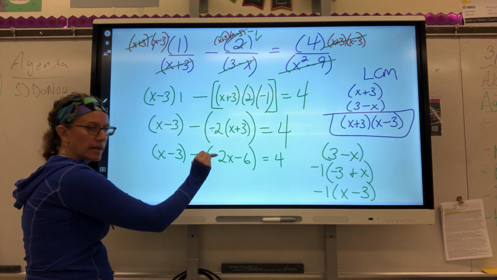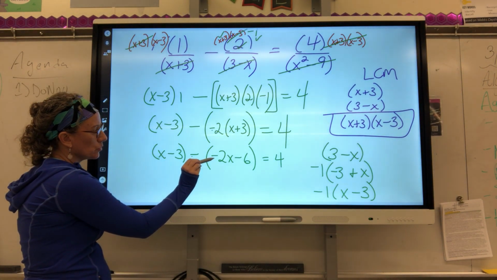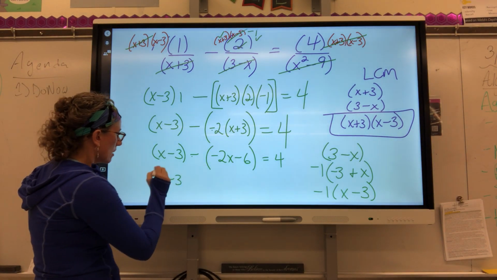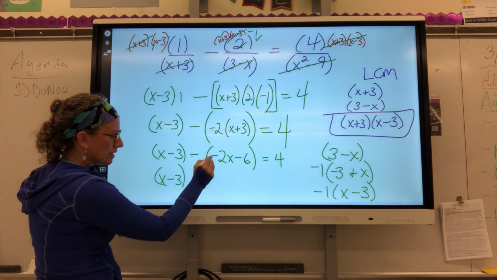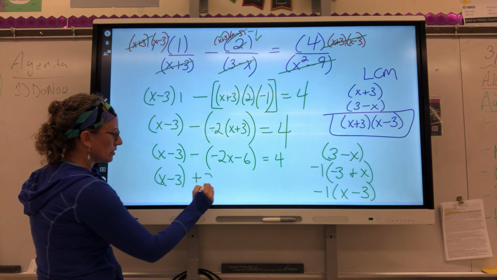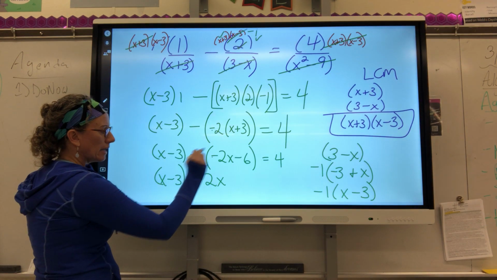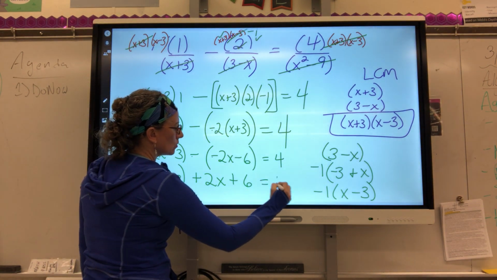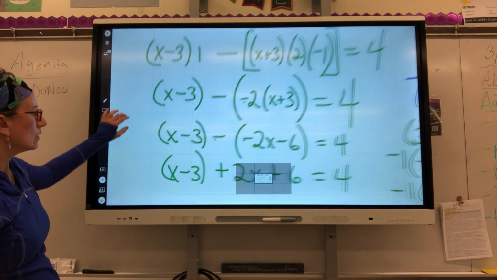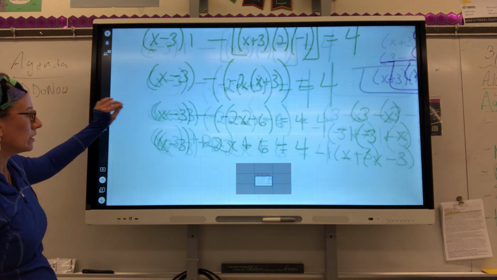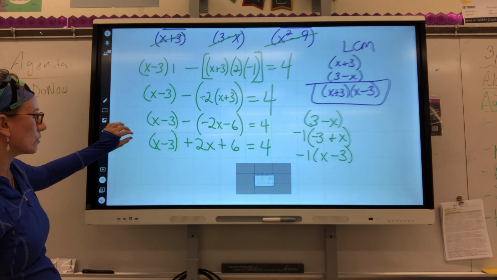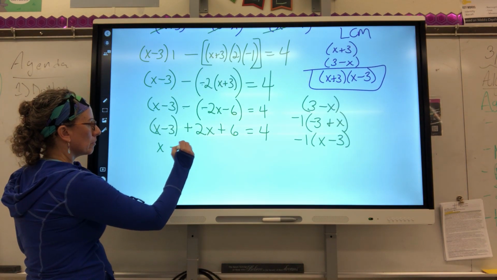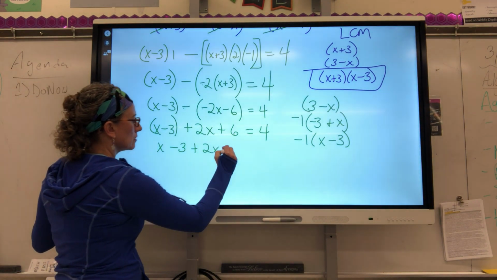Now we can work in the negative, the minus to the binomial that remains. So we've got the x minus 3 minus -2x becomes plus 2x. Minus -6 becomes plus 6 equals 4. I don't need right now the parentheses around this. So x minus 3 plus 2x plus 6.